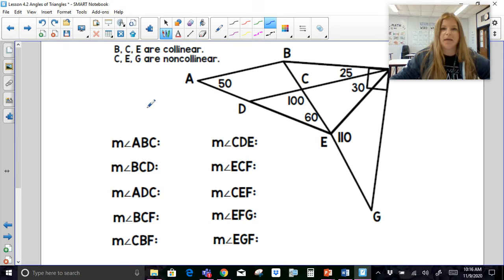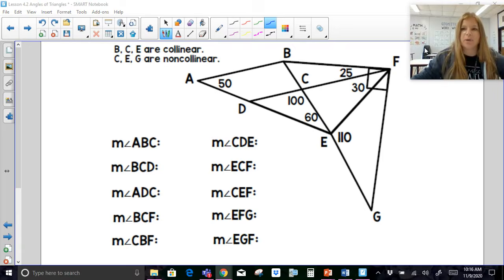Okay, good. Next one. This diagram is a little bit more complicated for sure, but let's take a look. It says B, C, and E are collinear. So this is a straight line, but there's a note that C, E, and G are non-collinear. So this is not a straight line here, but this from B, C to E is a straight line. Okay, so let's see what we can find. We might not be able to do these in order. We may be able to do them in order, so we'll have to skip around and see.